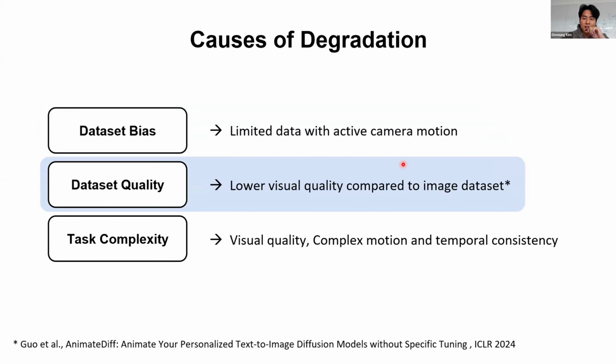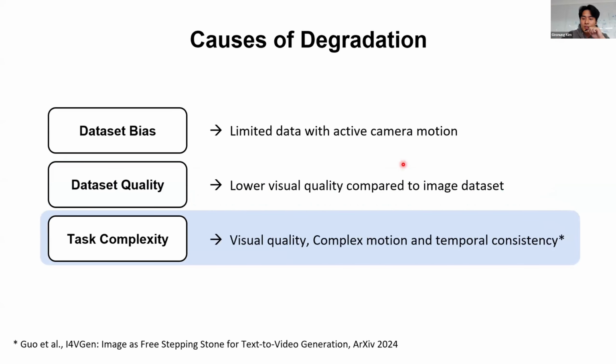The next is that high quality video datasets are less common than image datasets, because taking a video is much harder than taking a picture. Also, video frames often inevitably have some artifacts like motion blur. So that's an additional reason for the reduced video dataset quality. Lastly, the video diffusion model has to handle more complex tasks like motion modeling and maintaining temporal consistency. This extra work can also degrade the visual quality.